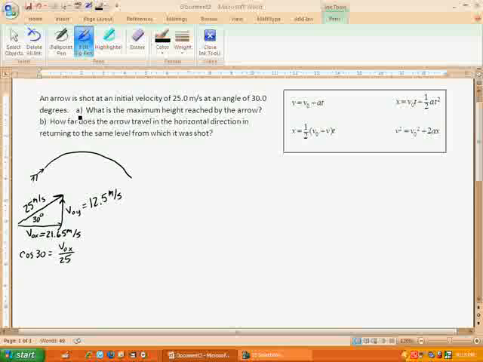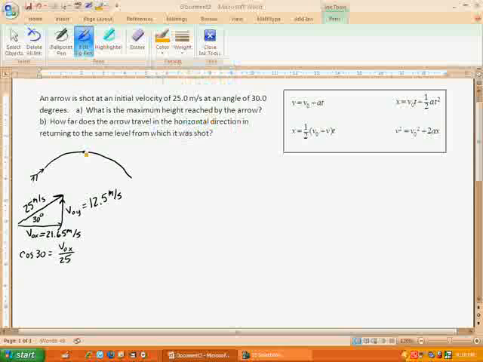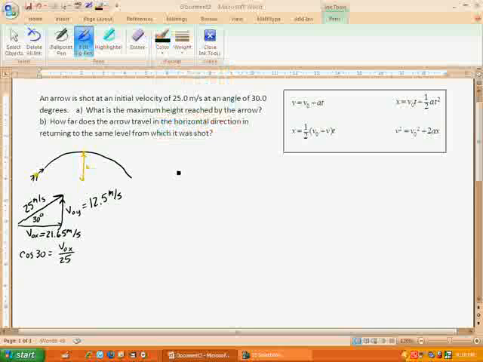The first question asks, what is the maximum height reached by the arrow? I know the maximum height is going to be right here when it hits the top point. I'm going to mark this in a different color, starting here where it was launched and going up to the top point. The height is a vertical displacement, so I'm going to list the information that I have in the vertical direction.